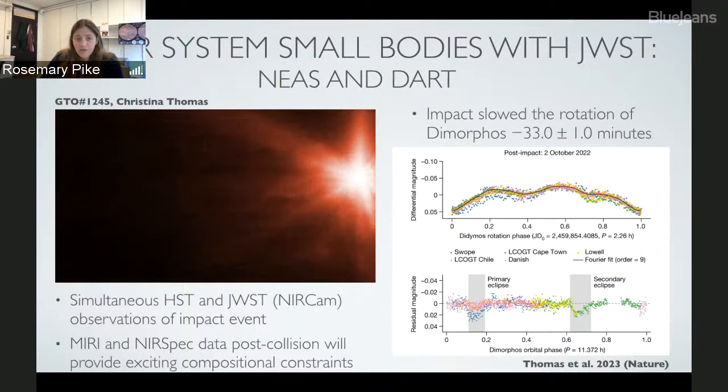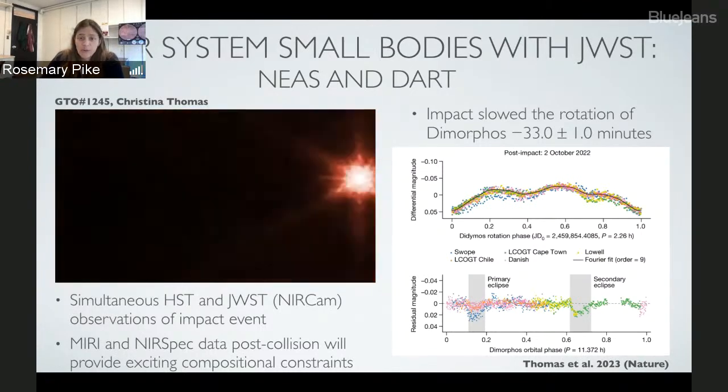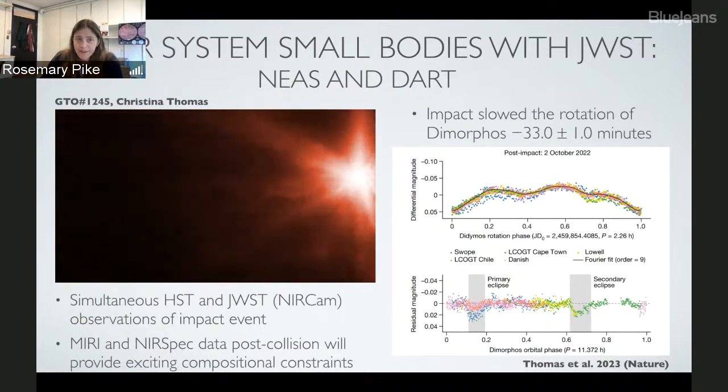In the future, if we have a future impactor, we know how hitting an object would actually change its orbital properties. So they found that the impact slowed the rotation of Dimorphos by about 33 minutes, which was more than they expected. So it was a really successful test.